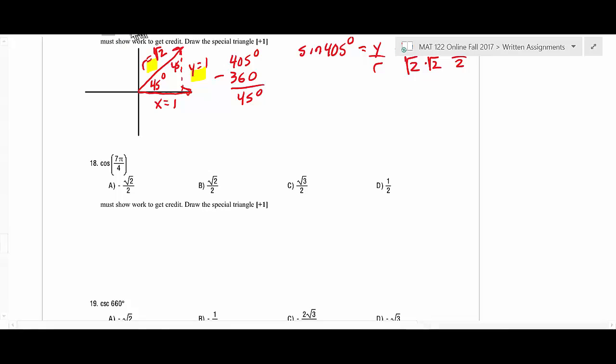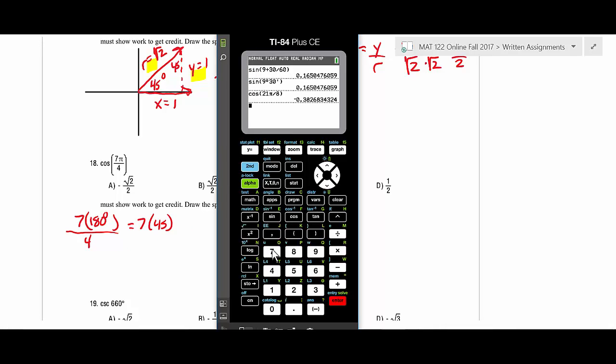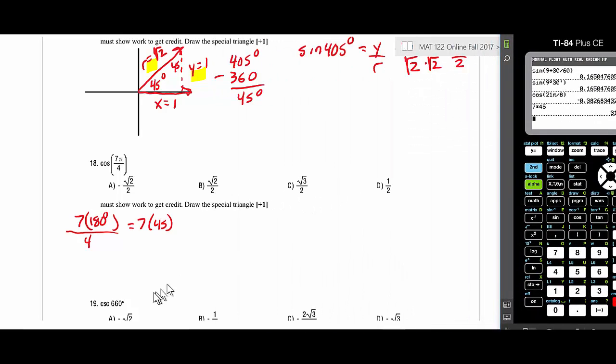Okay, the next one, let's go ahead and look at where we are on this. So what I'm going to do is replace pi with 180 just to figure out where I am in degrees. 180 over 4 is 45, so you'd have 7 times 45. Okay, and I think that's 315 is where that is. I'll just double check that. 7 times 45 is 315 degrees.